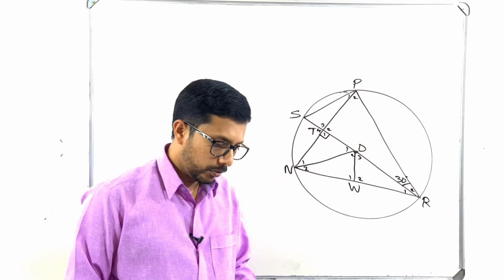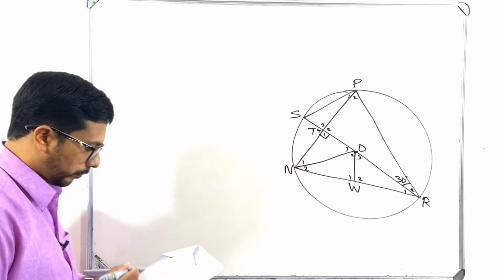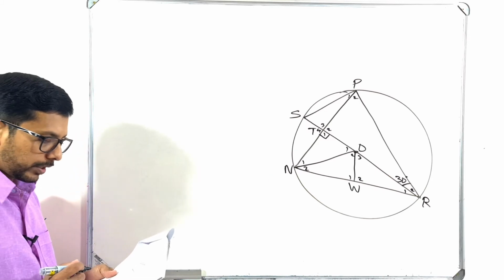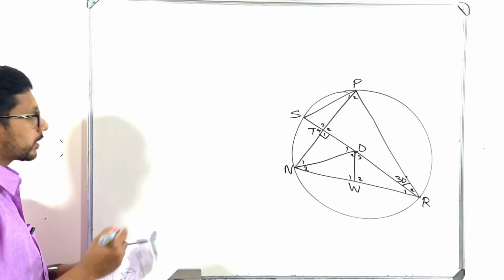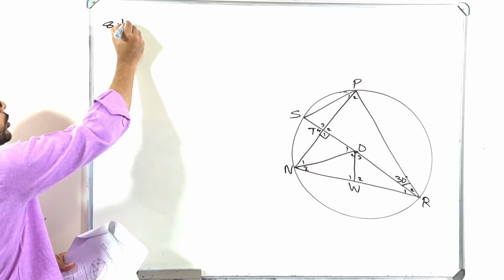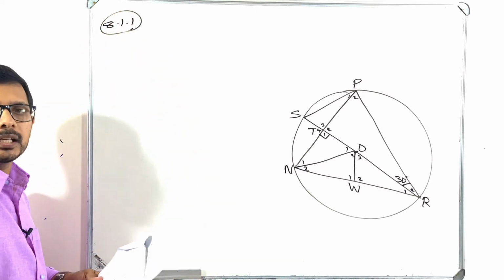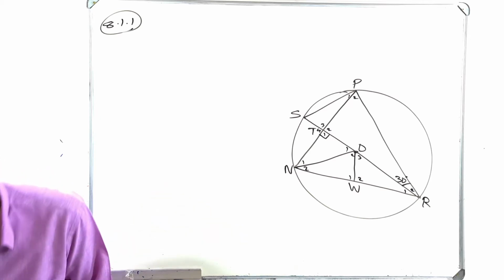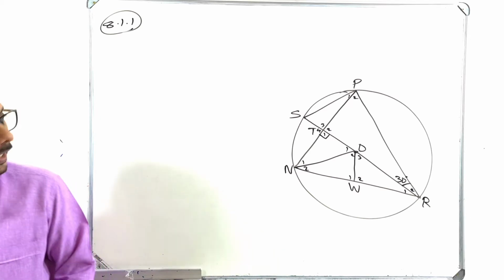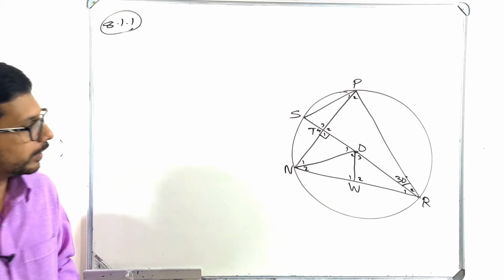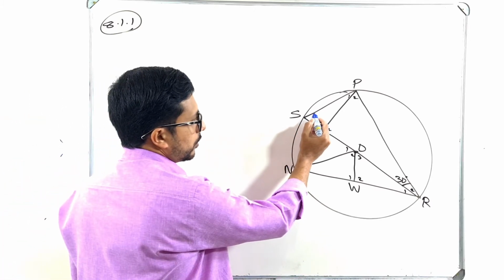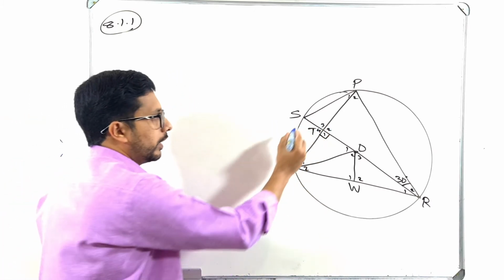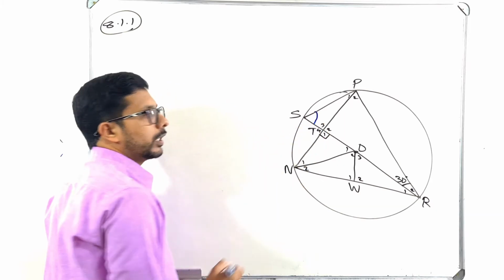Now what is the first question? 8.1.1, determine, stating reason, the size of angle S. So for the first question, 8.1.1, you have to find angle S. Where is this angle S? Angle S, this angle. Am I right? So you have to find what that angle S is. That is the first question.